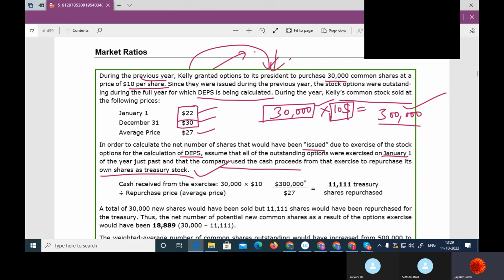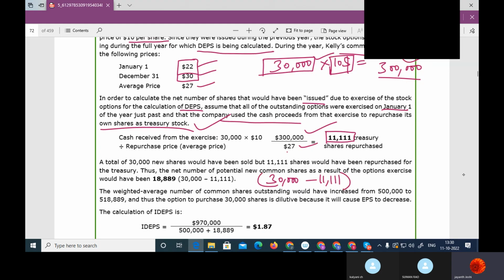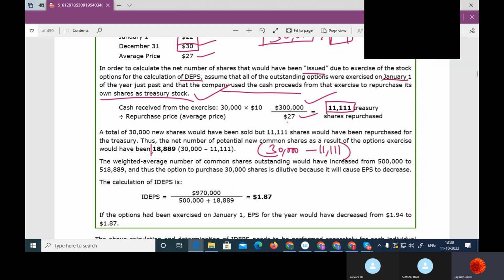So now $300,000 divided by $27, the average price which is running right now. You want to buy your stocks from the market. So how many shares can you buy? 11,111 shares you can buy at this rate. Right. So now what is happening? 30,000 shares you sold. Out of that, 11,111 shares you bought. So how many are outstanding in that? 18,889. Correct or wrong? Right.